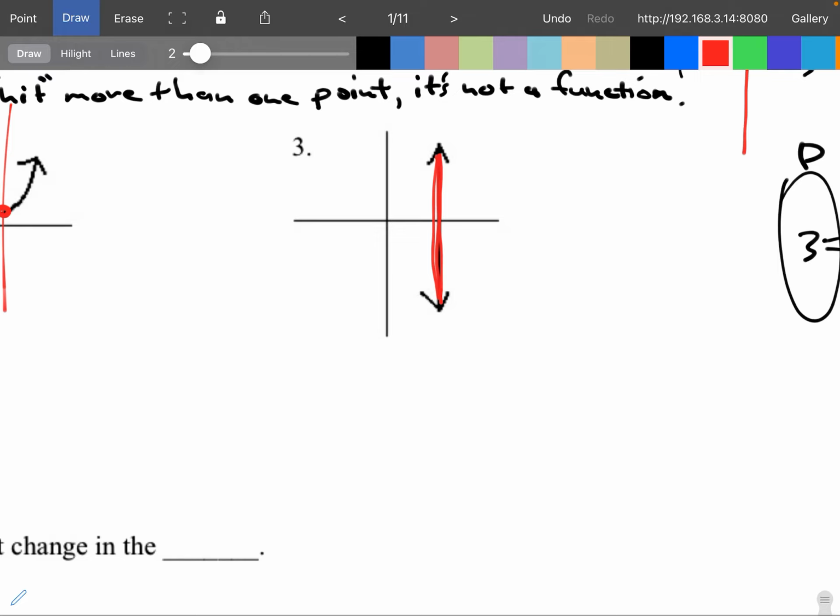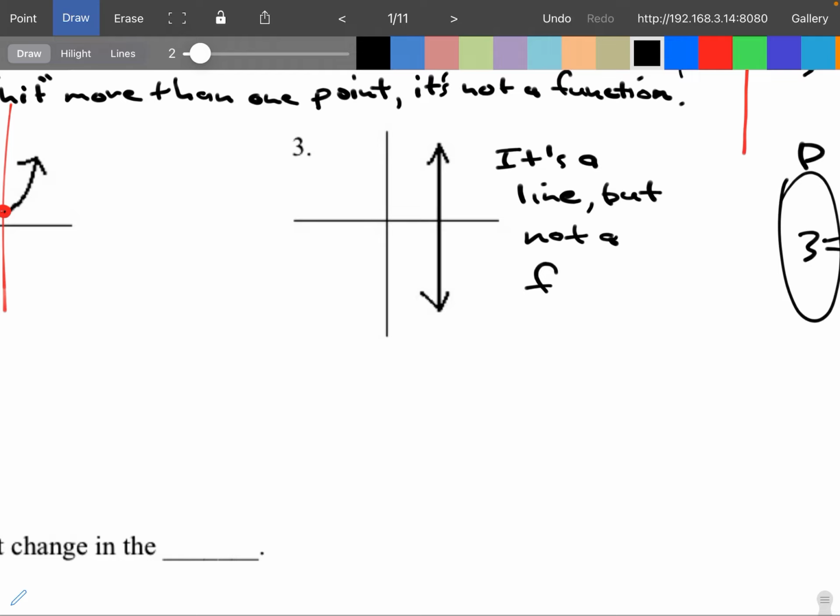All right, so that's that one. And then the next one, well, we just talked about this. What's the only line that's not a function? A vertical line, right? If you draw a vertical line on a vertical line, you're definitely hitting more than one point. You're hitting a whole bunch of points. So this one is a line, but not a function.